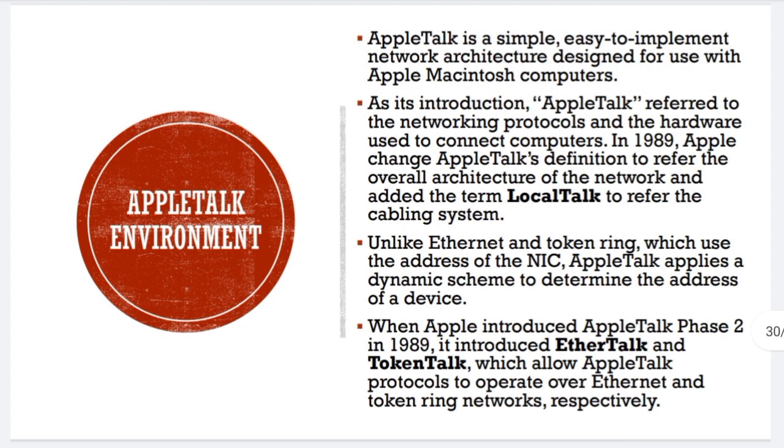In 1989, Apple changed AppleTalk's definition to refer to the overall architecture of the network and added the term LocalTalk to refer to the cabling system. Unlike Ethernet and token ring, which use the address of the NIC, AppleTalk applies a dynamic scheme to determine the address of a device. When Apple introduced AppleTalk Phase 2 in 1989, it introduced EtherTalk and TokenTalk, which allow AppleTalk protocols to operate over Ethernet and token ring networks, respectively.